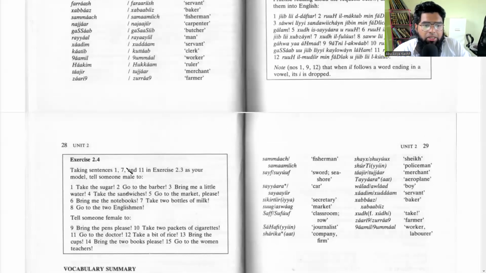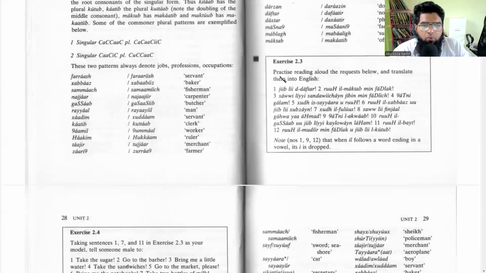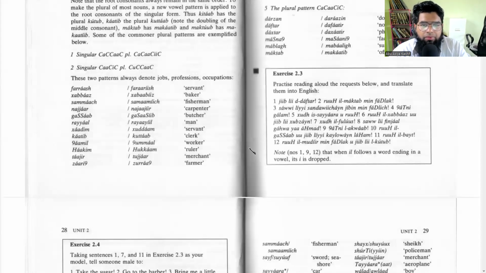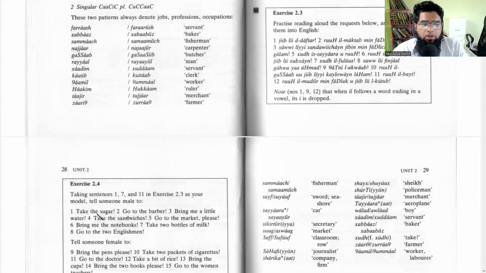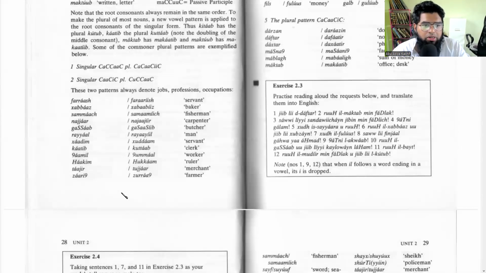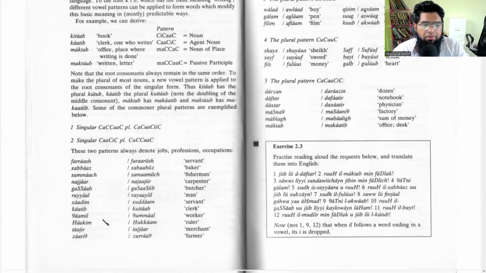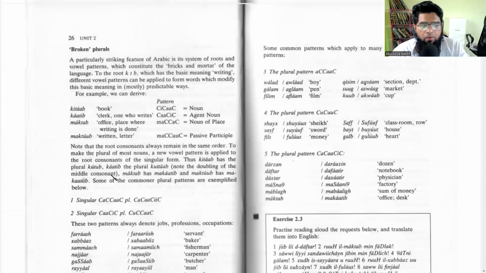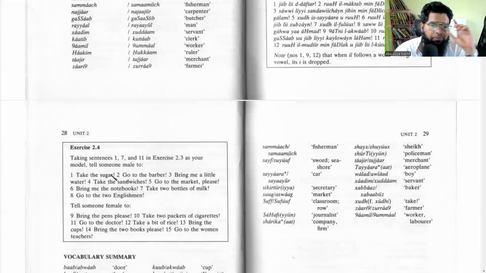Taking number 1711 in exercise 2.3, as your model, tell someone male to take the sugar. So one is what? Take the sugar. What is sugar? Sukkar, no? Go to the barber. Barber was what? Muhassin or hajjam. Classical is hajjam. This is muhassin, barber.